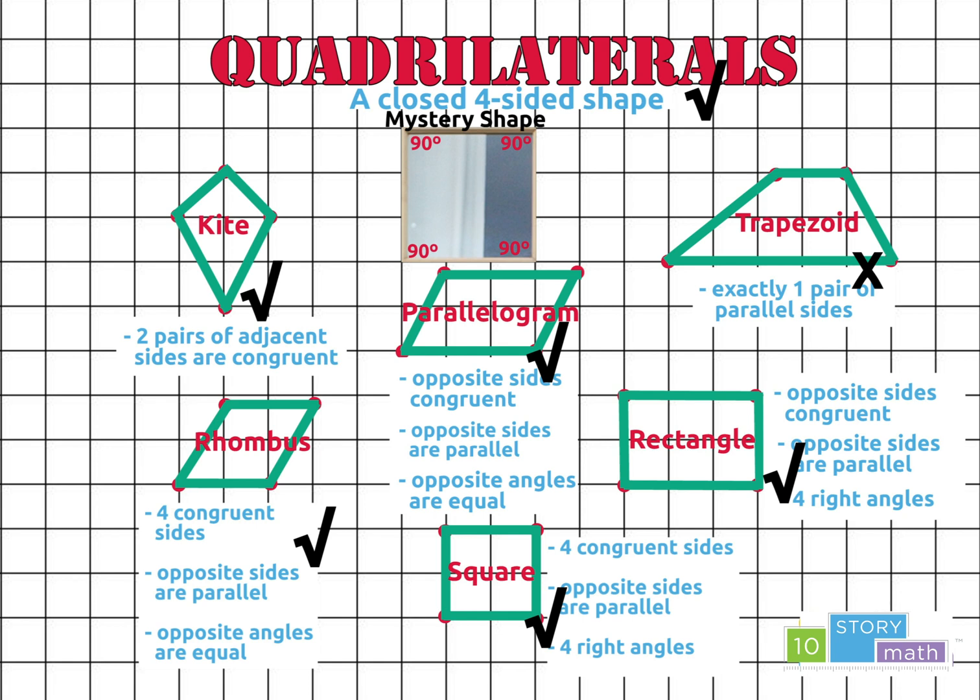Because it meets all of the properties of a kite, a parallelogram, a rhombus, and a rectangle, a square can also be considered all of those shapes as well.